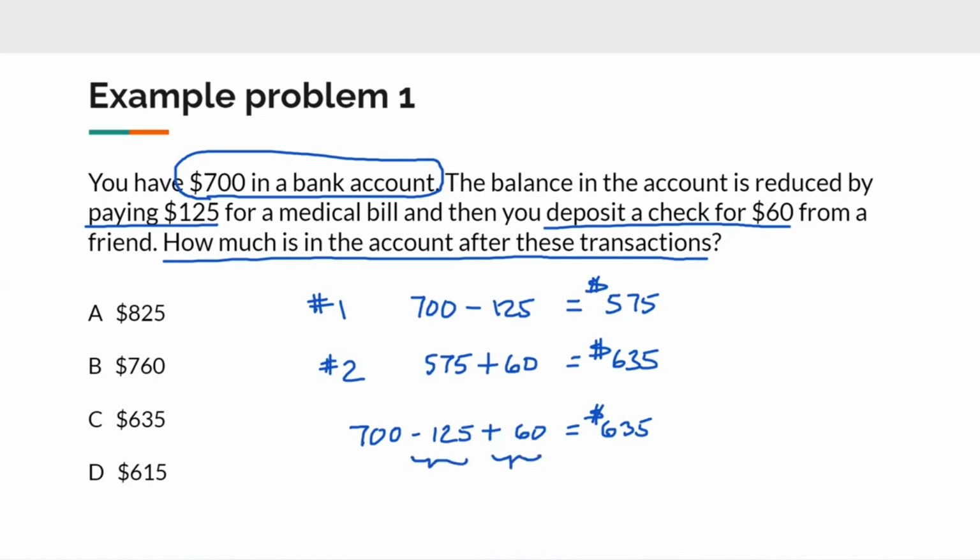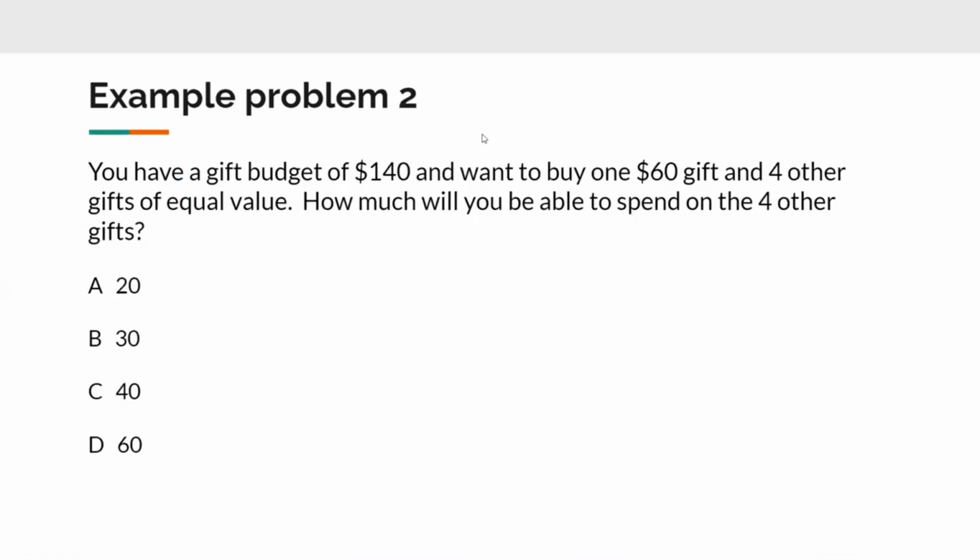That's good logic. You have a gift budget of $140 and want to buy one $60 gift and 4 other gifts of equal value. How much will you be able to spend on the 4 other gifts? So that sounds like division, but we need to know how much money we have left before we can do that division. So let's find out how much money we have left. That's going to be step number 1.